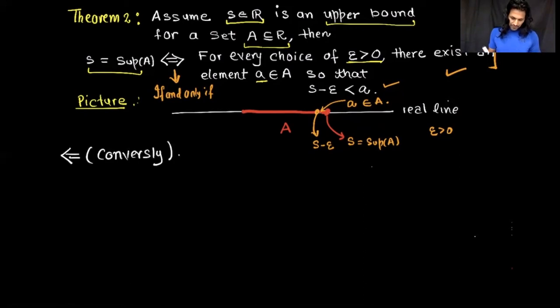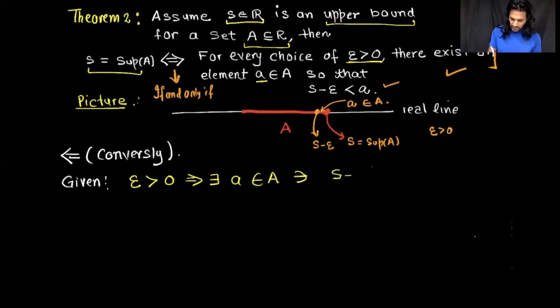So conversely, we assume, we have given epsilon is given and it is positive. For every positive number, there exists a member of the set A so that this statement is always true: S minus epsilon is always less than A. So this is given.